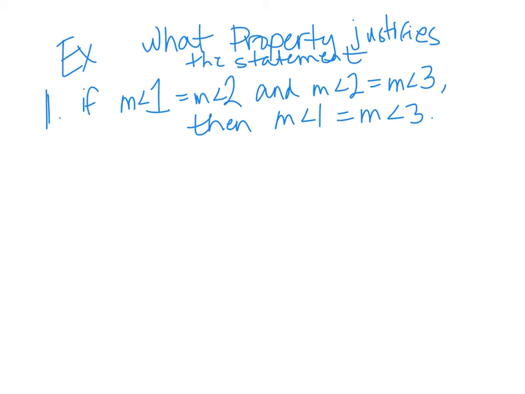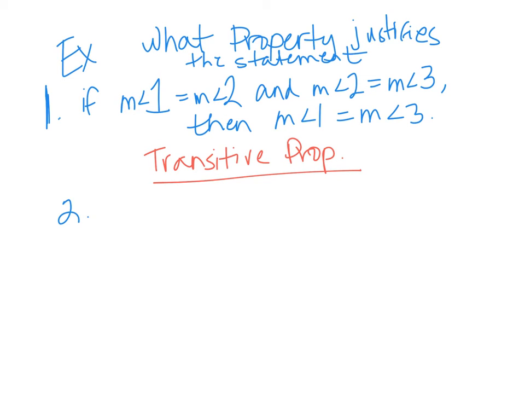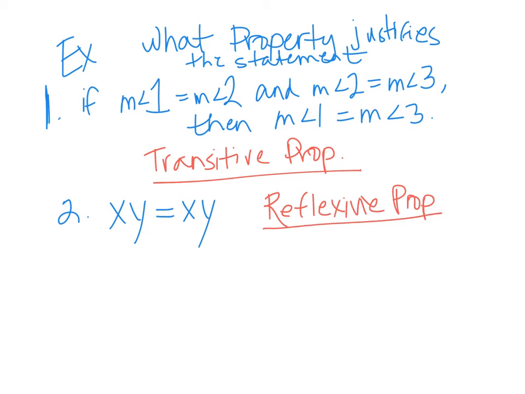What property justifies the statement? So the first one, if the measure of angle 1 is equal to the measure of angle 2, and the measure of angle 2 is equal to the measure of angle 3, then the measure of angle 1 equals the measure of angle 3. Okay, so that would be the transitive property. All right, let's try another one. XY, the length of segment XY equals the length of segment XY. The reflexive property. Get what I'm doing here?